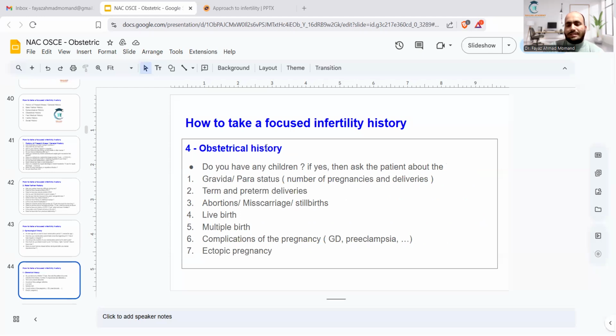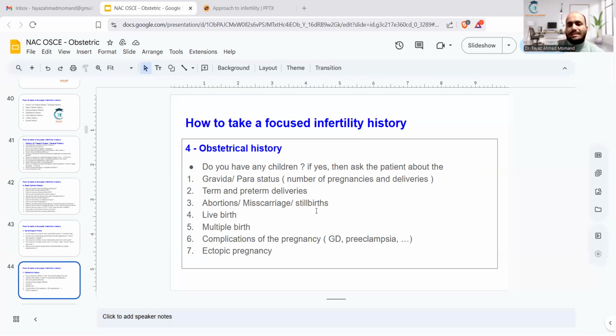Now, once you have covered their gynecological history, move on to obstetric history. Any children? No, you can stop right there. Yes, ask about gravida, how many times have they been pregnant? Para, how many births?